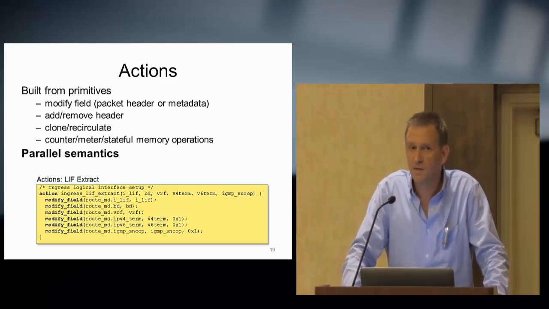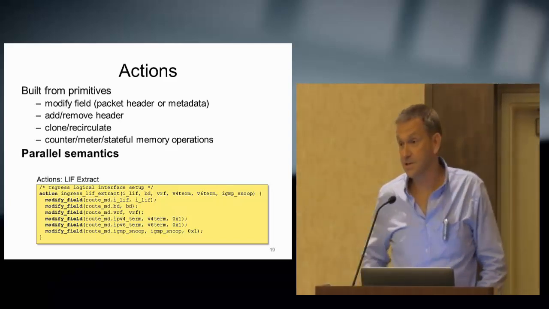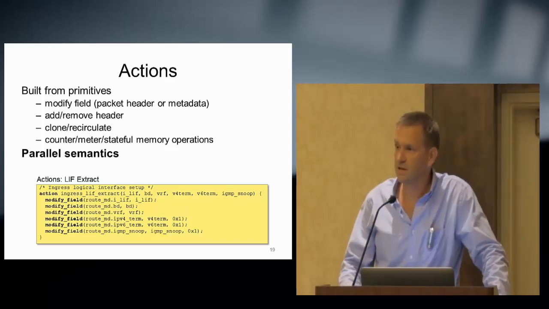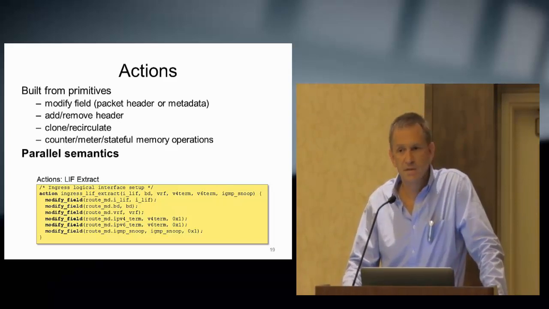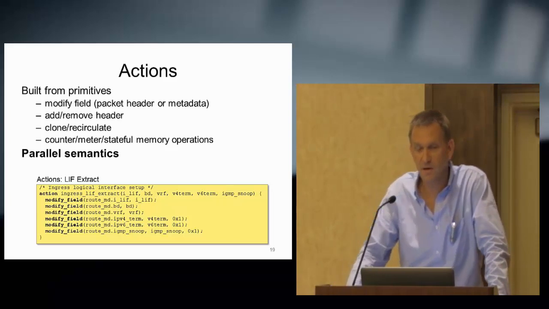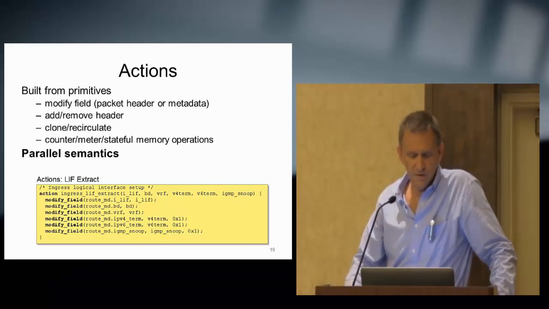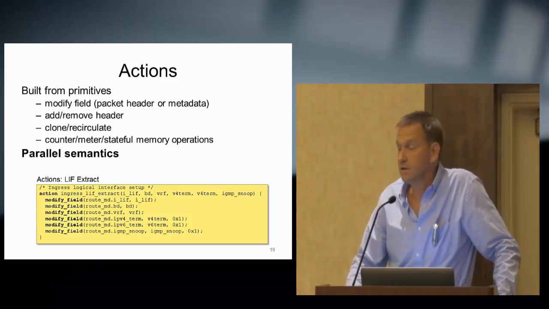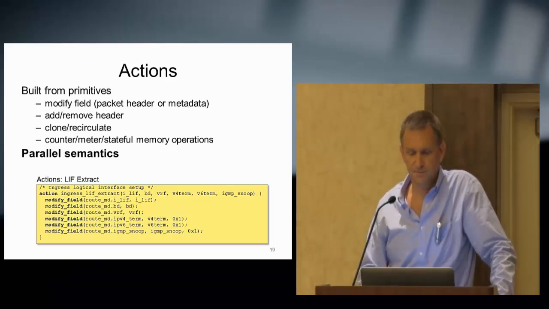So the primitives would be the things that you would need to modify a field, add or remove a header for encapsulation and decapsulation, clone for things like SPAN, recirculate in order to be able to do more processing, and simple stateful operations: counters, meters, policers, things like that. So here's an example of an action being defined for extracting the logical interface. This one is in terms of a number of modify actions. There are 6 here. They're all assumed to operate in parallel in order to implement that action.